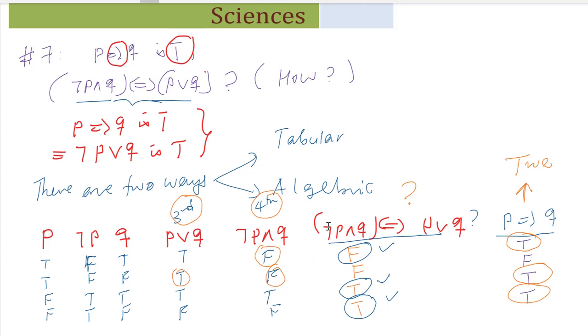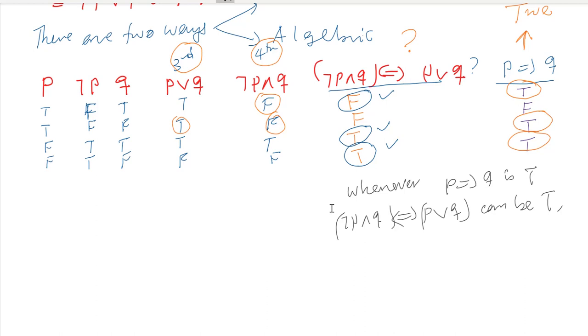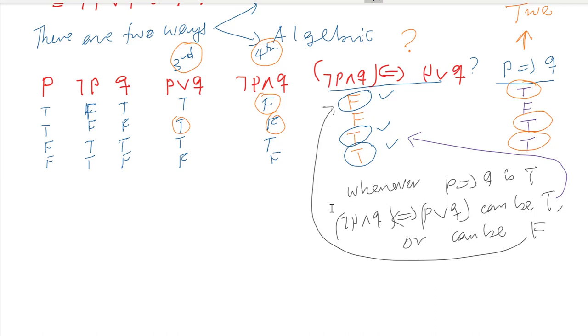Now you can see that there are two possibilities. Whenever P implies Q is true, the negation of P and Q by implies P or Q can be true or also can be false, as we have seen. Here it has become false by this choice. Here it has become true. You can see there are two possibilities.